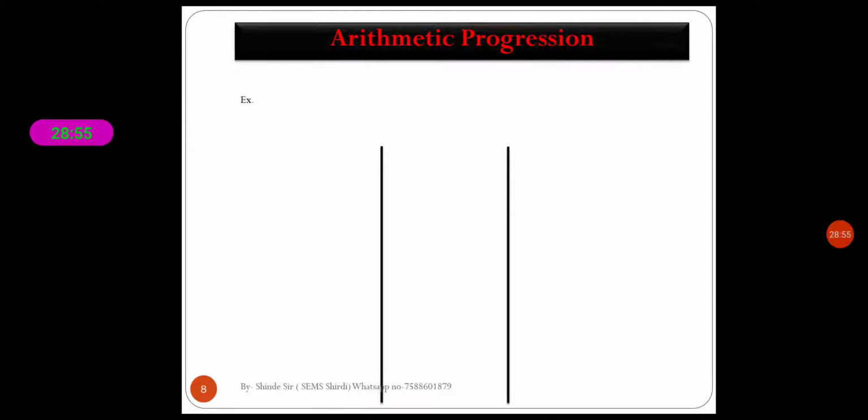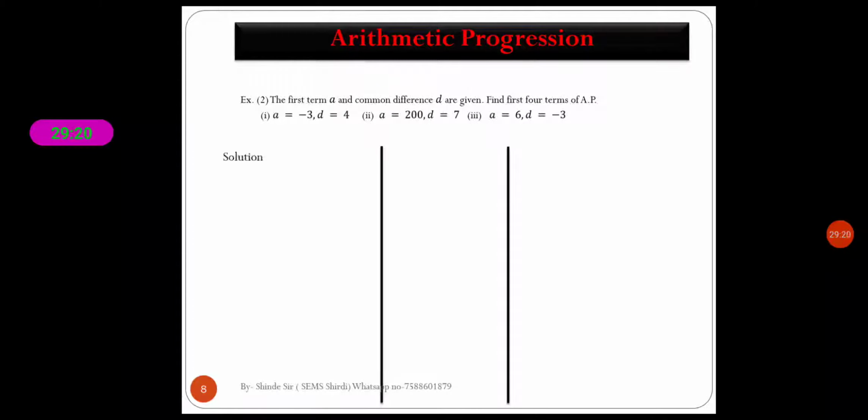Here in this example we have been given the first term a and the common difference d. Find the first four terms of the AP. First, a is equal to minus 3, d is equal to 4. Second, a is equal to 200, d is equal to 7. And third, a is equal to 6 and d is equal to minus 3.